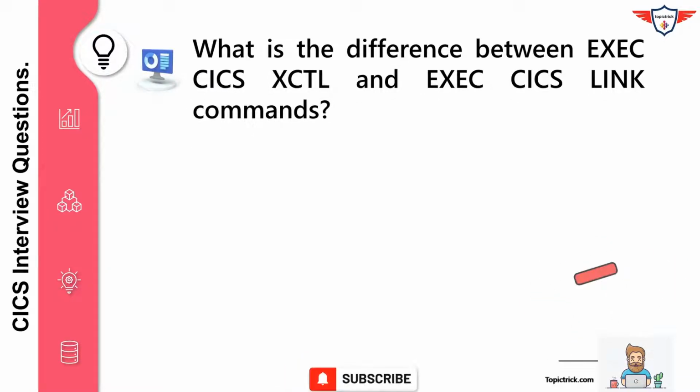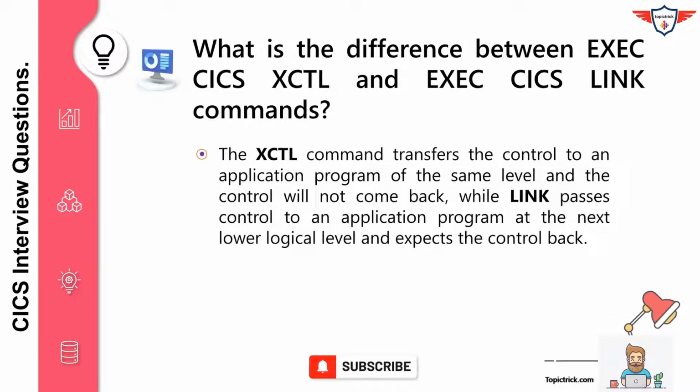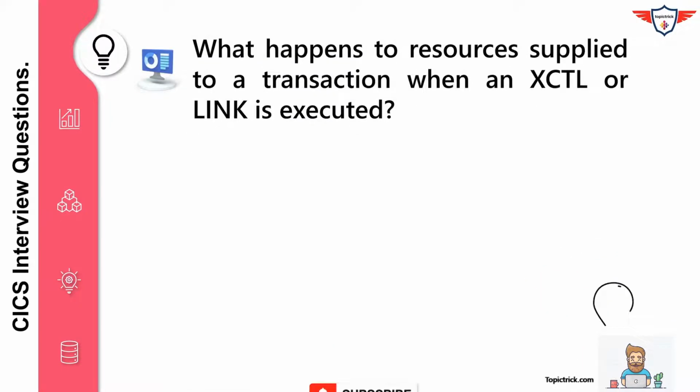What is the difference between EXEC CICS XCTL and EXEC CICS LINK commands? The XCTL command transfers the control to an application program of the same level, and the control will not come back. While the LINK passes control to an application program at the next, lower logical level, and expects the control back.